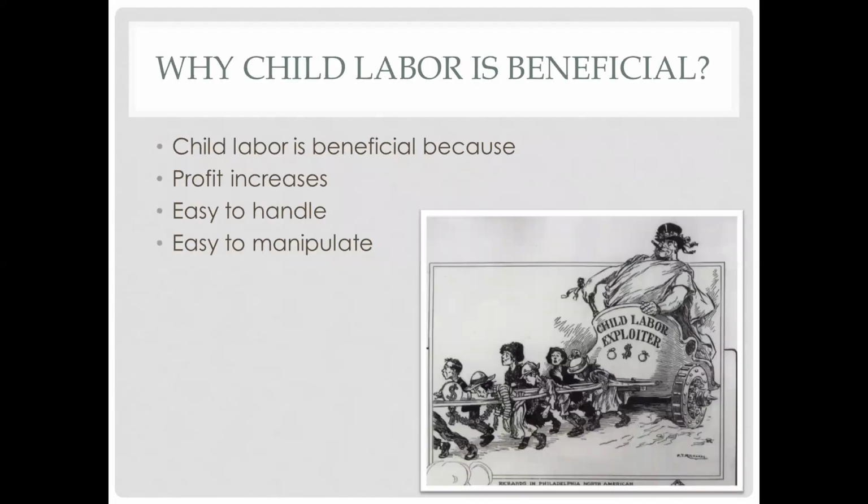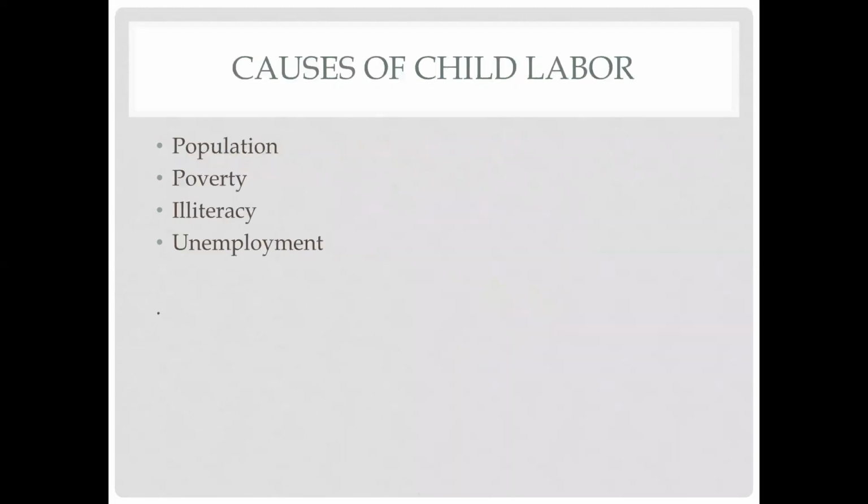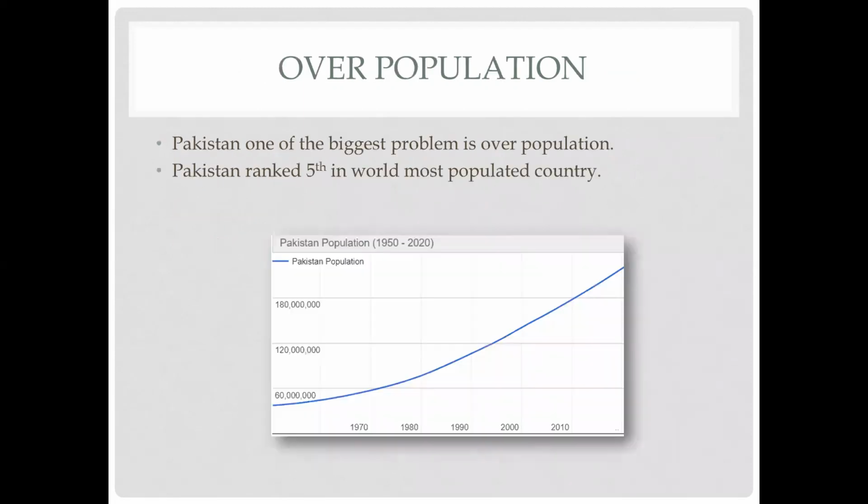So why is child labor so beneficial? As the children are immature, they are easy to exploit and threaten. They pay them little for 10 to 12 hours of labor per day. The causes of child labor: the four major causes of child labor are population, poverty, illiteracy, and unemployment.